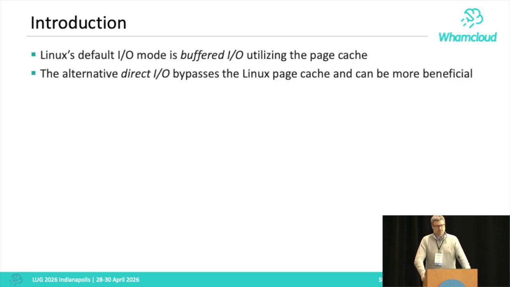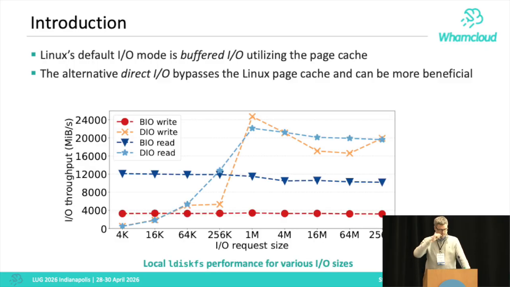Right, so let's talk about the Linux default mode. This is what everyone is familiar with, right? If you're using write, it's using buffered I/O, it uses the page cache. But there's also this alternative, direct I/O, which bypasses the page cache, and it can be more beneficial in certain situations. So let's look at some performance here. What we have here is a local LDISKFS benchmark, and this kind of setup that you see in the figure will happen all the way through this talk.